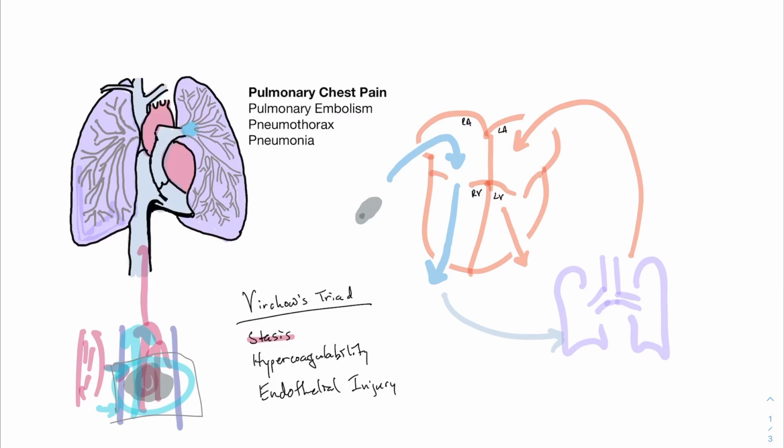Now, if it gets stuck here in the big vessels, we have a big problem. You're not pushing any blood past that. But if it gets pushed into the smaller vessels, then you can divert blood to different parts of the body, but you would still have the symptoms of pulmonary embolism.